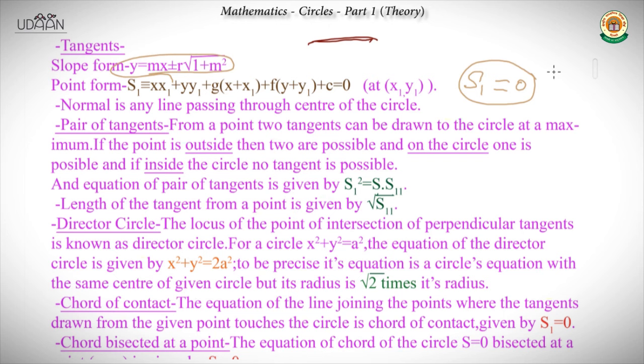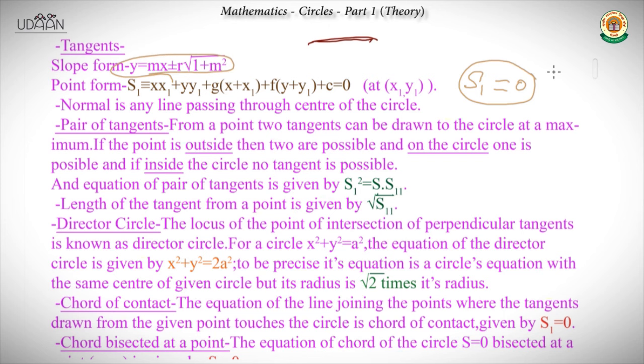Since we know S1 equals S11, which we have studied above, the equation of the pair of tangents from the point (x1, y1) is given by S1 squared equals S times S11. And the length of the tangent from that point is given by root over S11. One of the important formulas again.